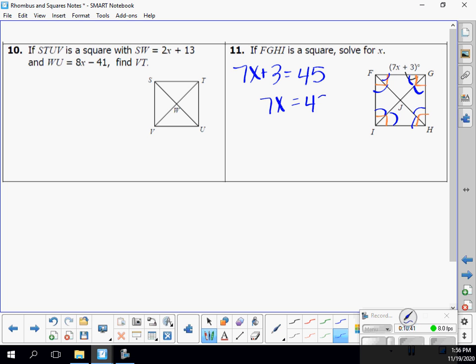If you forget that fact, you can always use the fact that since it's bisected, both sides have to be the same, and then do 7x plus 3 plus 7x plus 3 equals 90. Either way, you're going to get 6 for your x value.